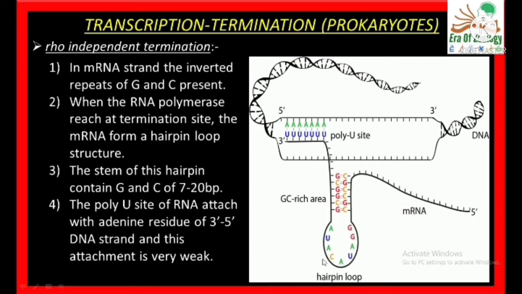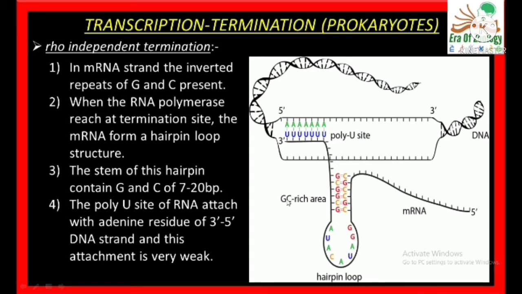a hairpin loop-like structure. This hairpin loop-like structure forms because the inverted repeat G, C, G, G, C, G attaches with its complementary nucleotides like C, G, C, C, G, C. When the RNA polymerase reaches the terminator site, the complementary nucleotides start to attach to each other, and basically they form a hairpin loop-like structure. The stem of this hairpin contains G and C of 7 to 20 base pairs.